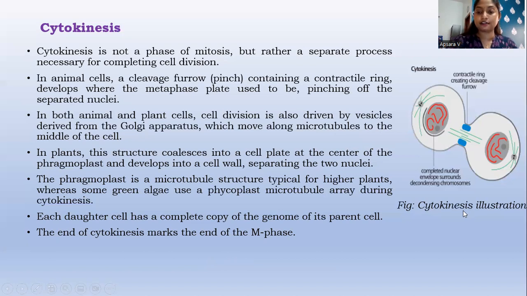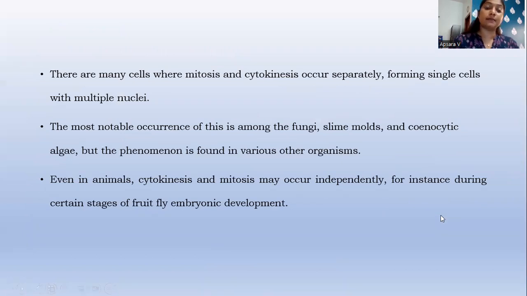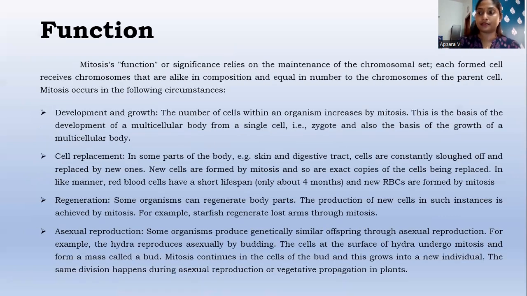In the case of animal cells, a furrow is formed. In the case of plant cells, a cleavage plate is formed, which further divides the cell into two. There are many cells where mitosis and cytokinesis occur separately, forming single cells with multiple nuclei. The most notable occurrence of this is among the fungi, slime molds, and coenocytic algae, but the phenomenon is found in other organisms also. Even in animals, cytokinesis and mitosis may occur independently. For instance, in certain stages of fruit fly embryonic development, cytokinesis and mitosis occur differently.